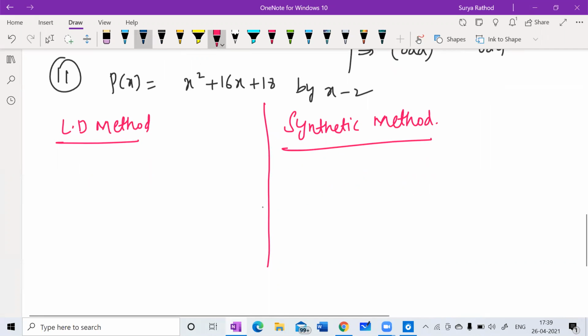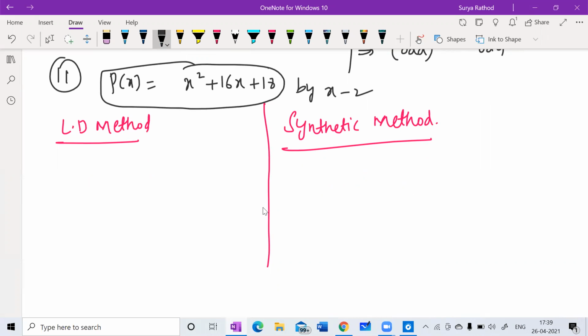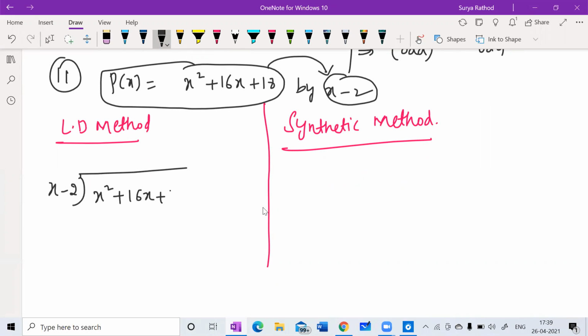So my P of x polynomial is what here? X square plus 16x plus 18. And I have to divide this polynomial with another polynomial, which is x minus 2. How can I divide? Look at this here. See, what is my divisor here? X minus 2 is my divisor. And let me write dividend here. X square plus 16x plus 18.